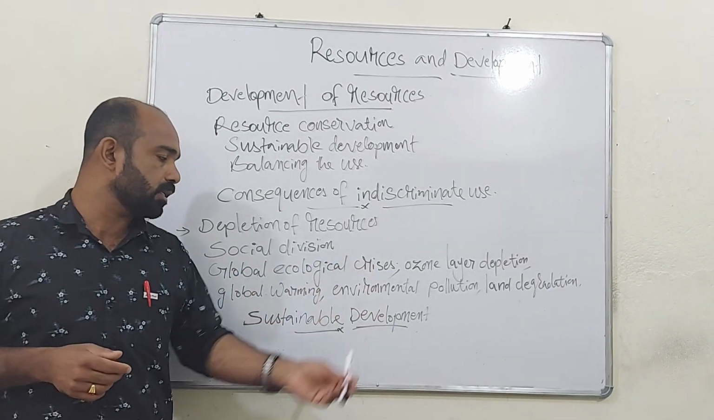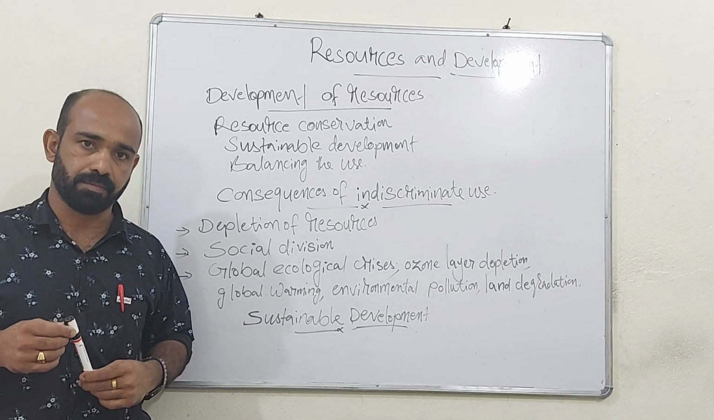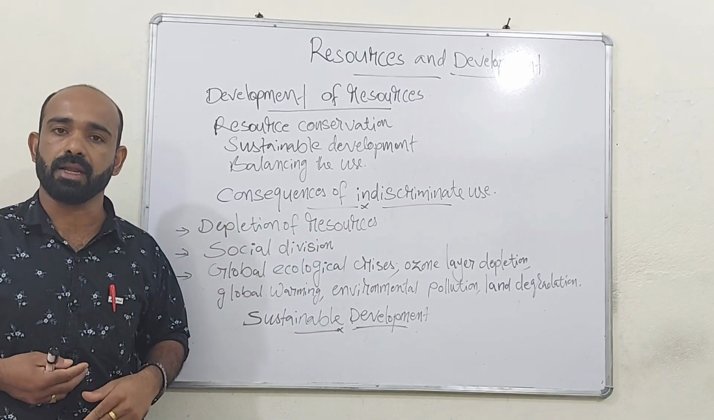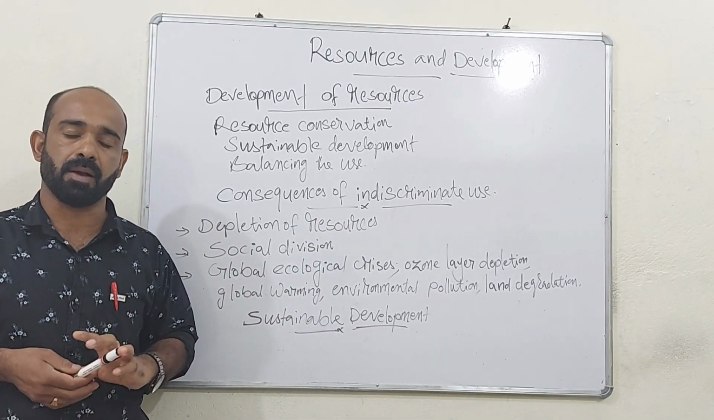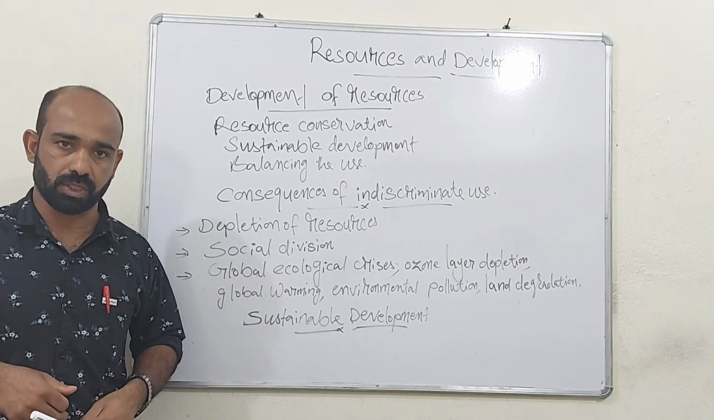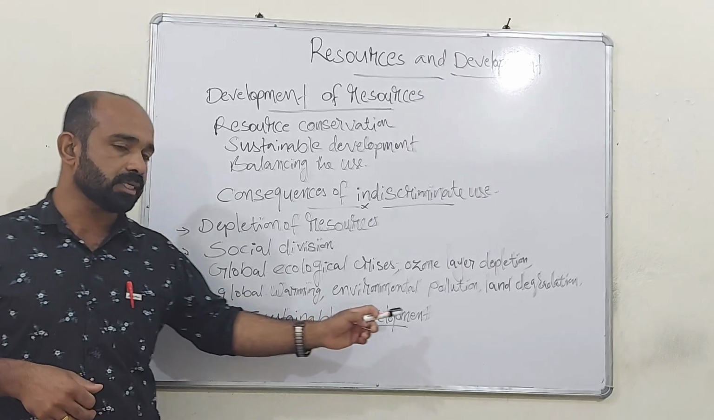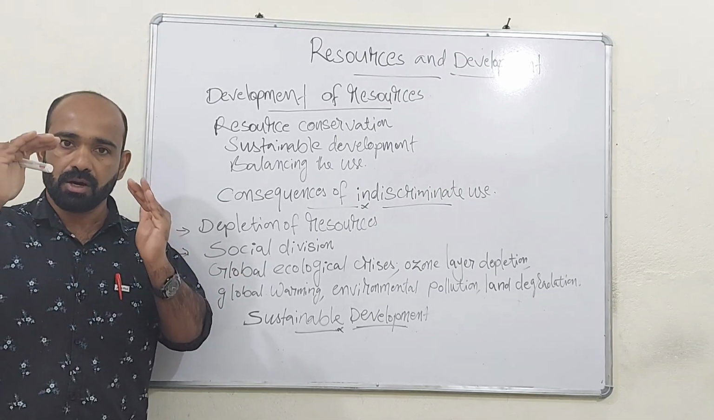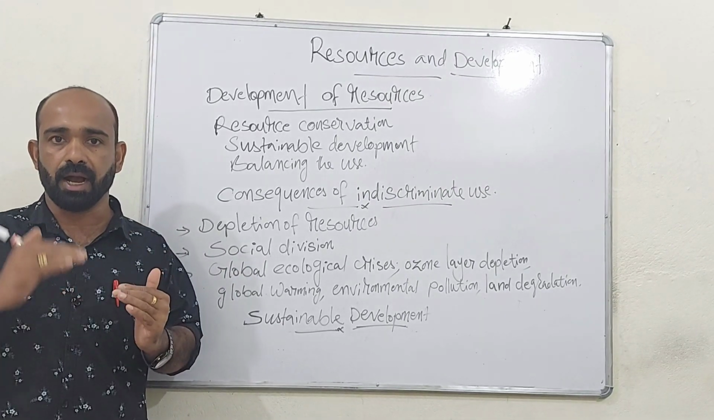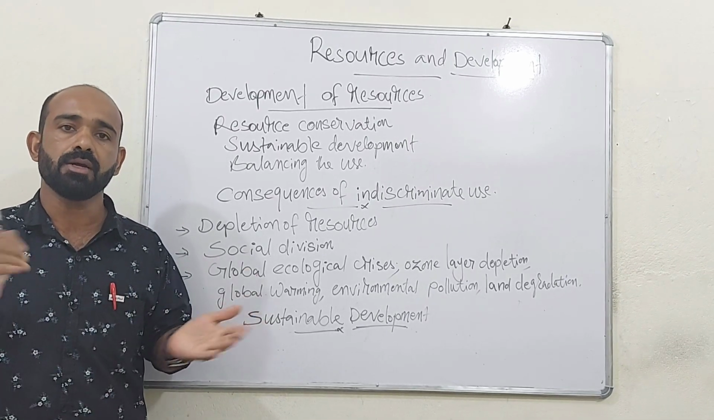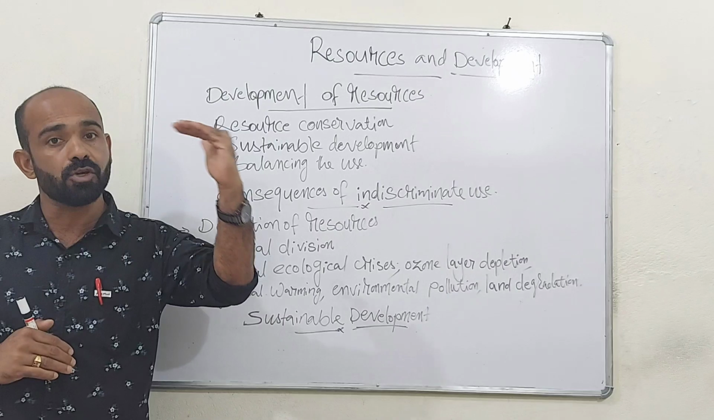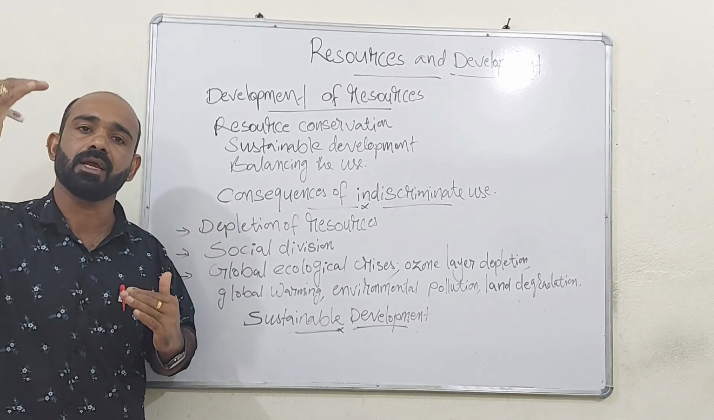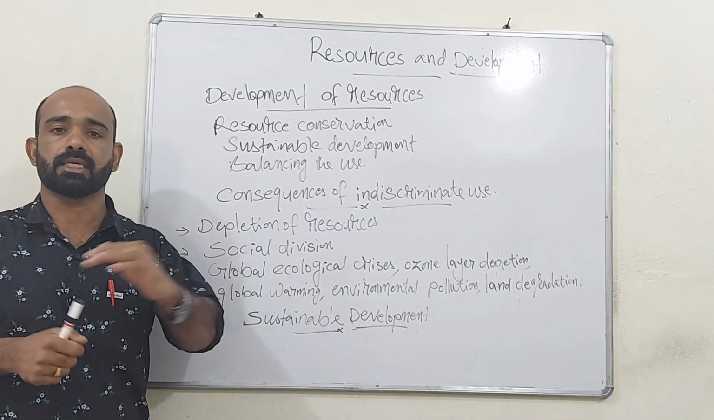And the third problem is that a global ecological crisis will occur, like global warming, ozone layer depletion, environmental pollution, land degradation. All these kinds of consequences can happen because of the indiscriminate use of resources. So what is needed? Sustainable development is needed. What is sustainable development? Controlling the use of resources in the present day and preserving something for the future. That is called sustainable development. That means sustainable, continuous development. In the present day, development is needed and the same level of development should be maintained in the future also. That is called sustainable development.